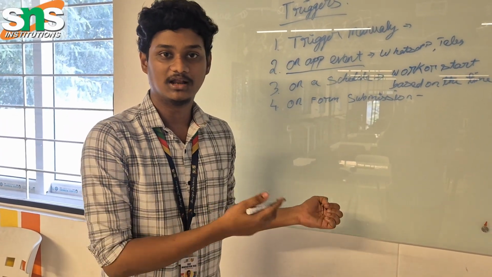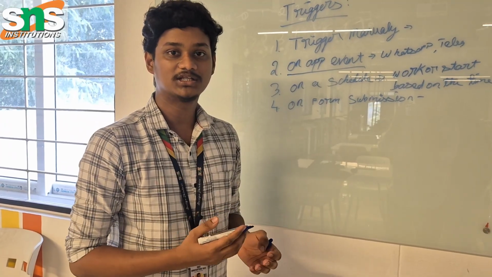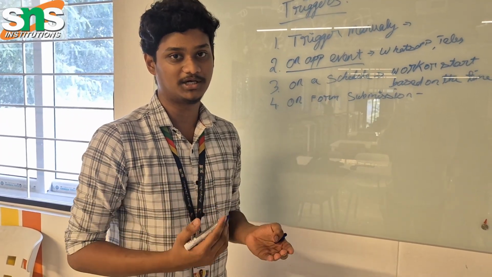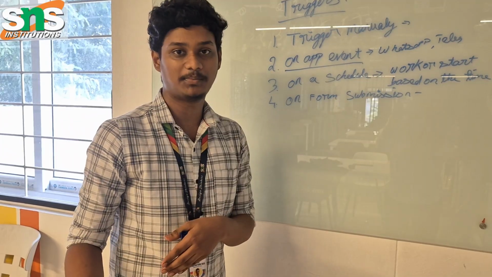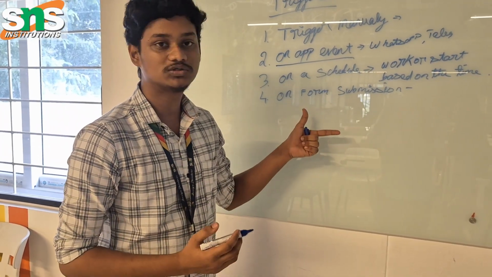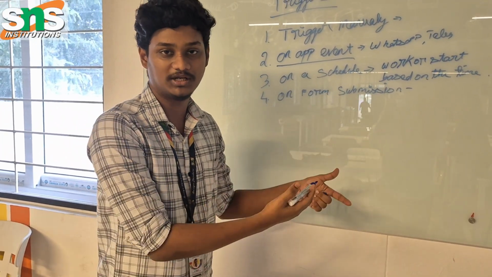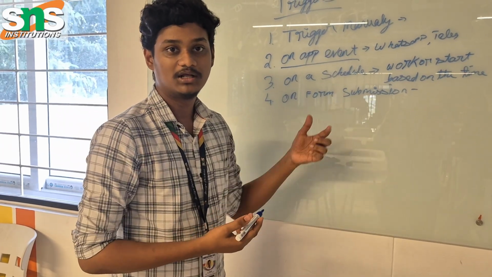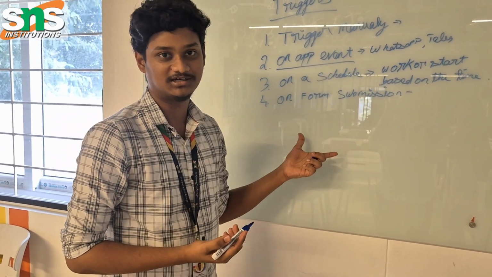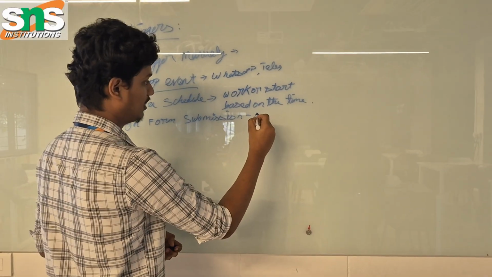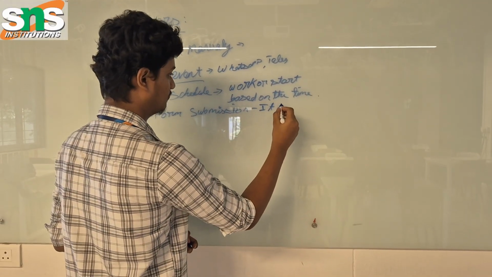For example, take a login page. Whenever the user enters the login email ID and password, then only the main page is shown. Like that, if you want to start your automation whenever the user fills the form, then it automatically starts. On form submission is a kind of virtual form.